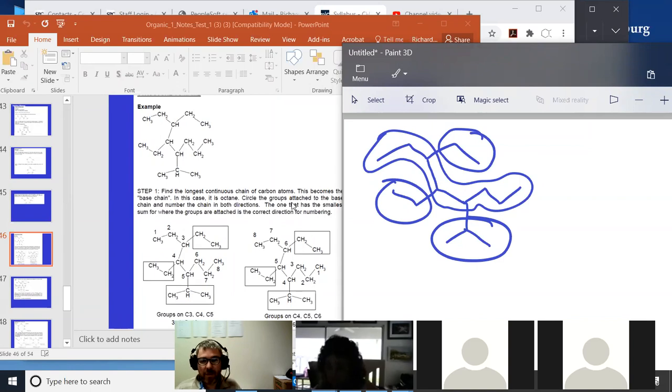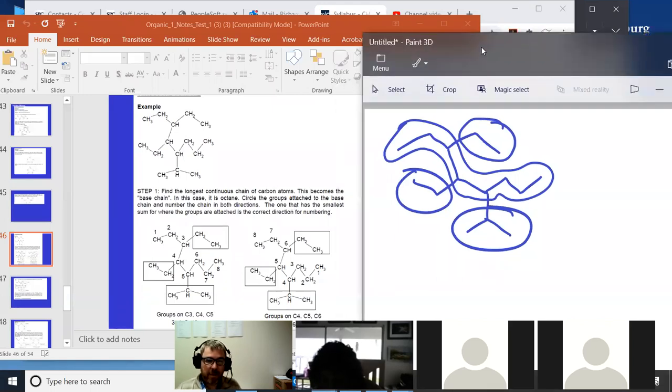What I have to do is figure out where they are in the chain and what numbers they would be on depending upon where we were numbering it from. So if I number it from the left, then I end up with a substituent group on positions 3, 4, and 5. If I number it from the right, my substituent groups end up on 4, 5, and 6.